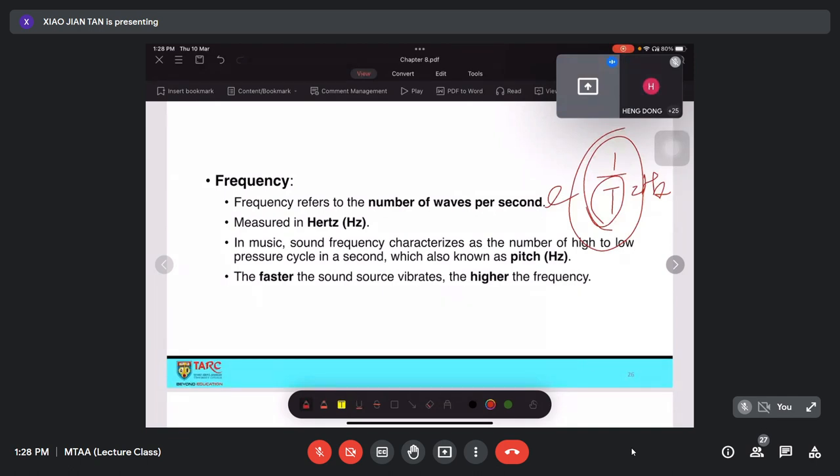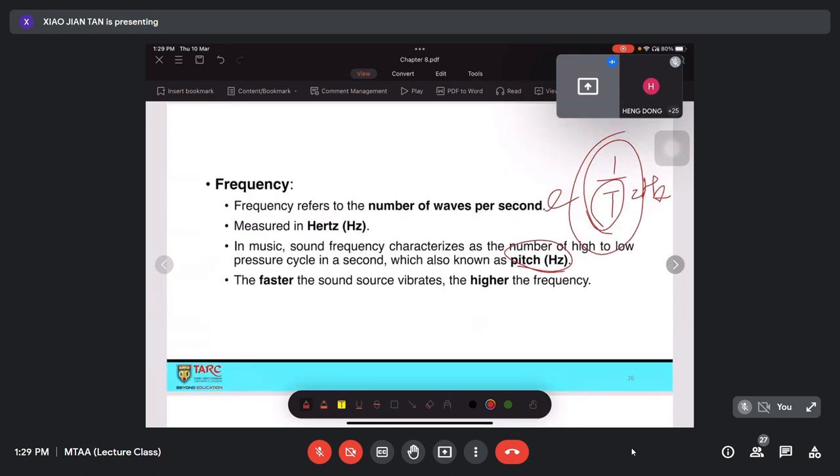The music sound frequency is characterized as the number of high to low pressure cycles in a second, which is known as pitch. Pitch is also in hertz as well. The faster the sound wave vibrates, the higher the frequency. Okay, so if the sound wave is faster, let's say you have a fast sound wave and then followed by a slow sound wave, so that is the so-called frequency.